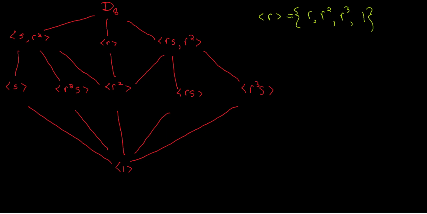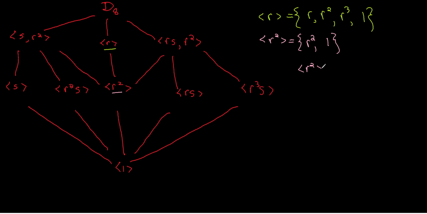Now, if I look at the subgroup generated by R squared, well, I've got an R squared in there. I could do R squared times R squared, and that just gives me R to the fourth, which is 1. So that's why the subgroup generated by R squared sits below the subgroup generated by R. We've got a subset containment here.